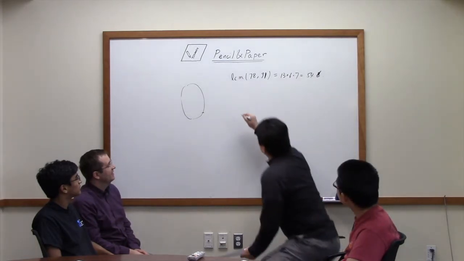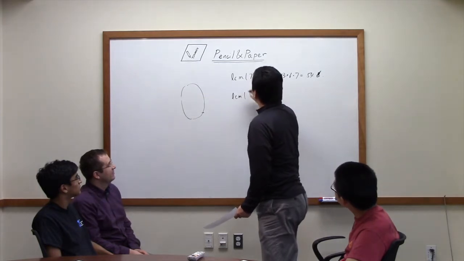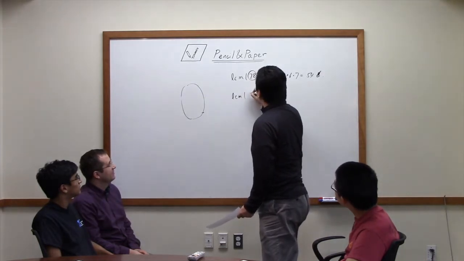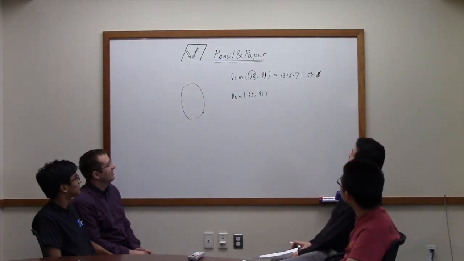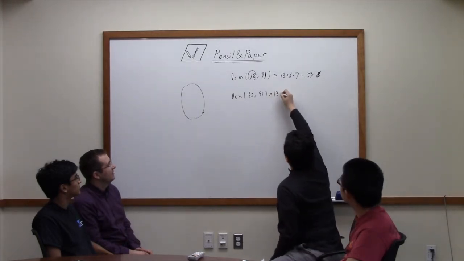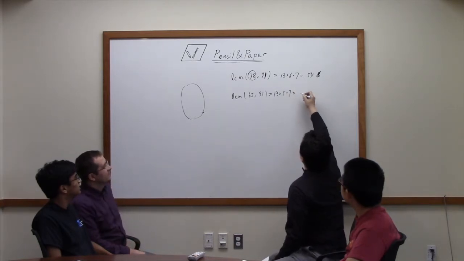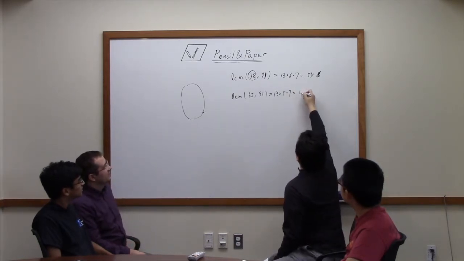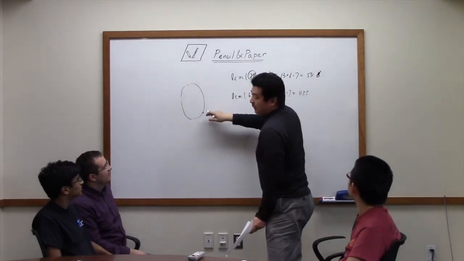So if we change this number to what? What do you guys think? Replace this 78 by what? 65? Now what's the least common multiple? It would be 13 times 5 times 7, which is 455. Right? So if we assume one of them is even faster.